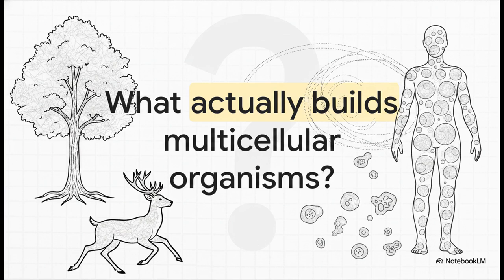Seriously, picture a towering oak tree, a running deer, or just think about yourself. When you stop and look at the sheer complexity of a whole organism, it's kind of mind-boggling, right? How on earth does nature build something so intricate? What are the basic microscopic units that stack up layer by layer to create you and me?